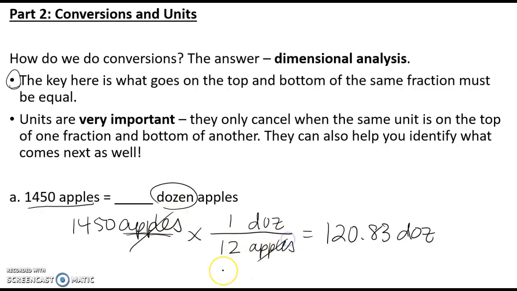But you want to make sure that these units can cancel. So if you've got one on the top, one on the bottom, they can cancel, which means you're left with the unit that you want here of dozen, which is good to go.